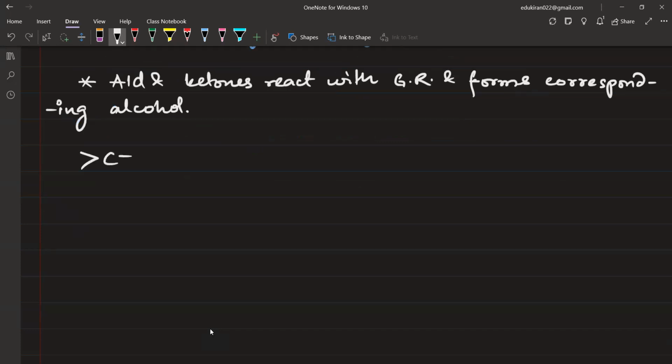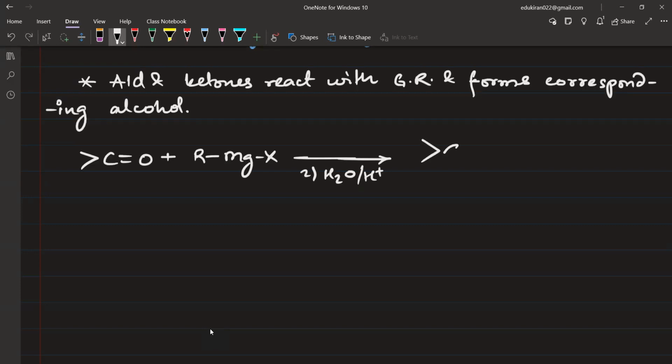So we have C double bond O plus RMgBr or RMgX for that matter. And in the second step, we are going to add H2O in the presence of H plus, or just H2O also. And you will get the carbonyl group as it is, here you will get the R group and here you will get the OH.